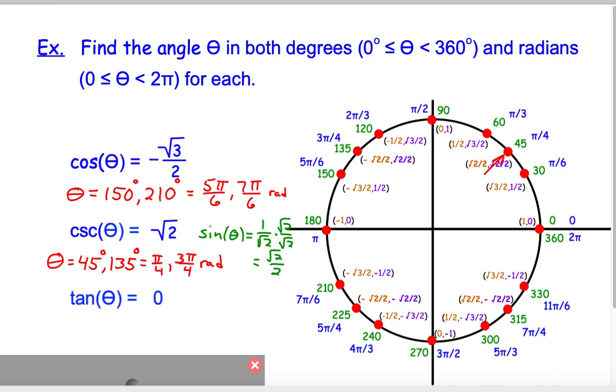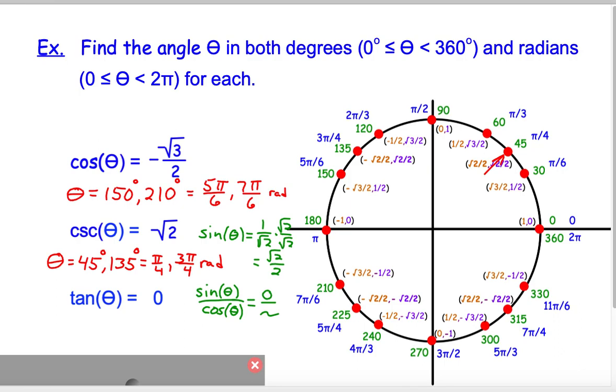All right, let's try one last one. When is the tangent equal to 0? Now remember, the tangent is sine over cosine, which is the y over the x. So if this fraction is going to equal 0, that means the top has to be 0. And the bottom can be any number besides 0. So I'll just put a squiggly there.